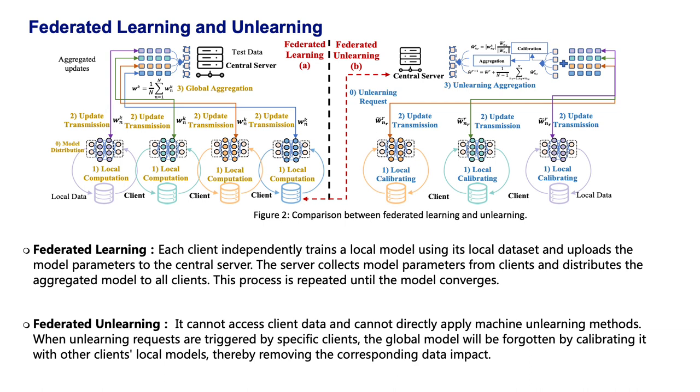In federated learning, each client independently trains a local model using its local dataset and uploads the model parameters to a central server. In federated unlearning, it cannot access client data. When unlearning requests are triggered by a specific client, the global model will be forgotten by calibrating it with other clients' local models, thereby removing the corresponding data impact.